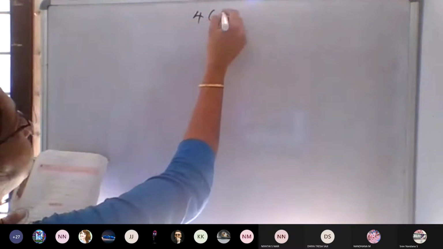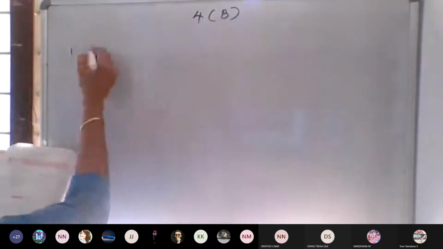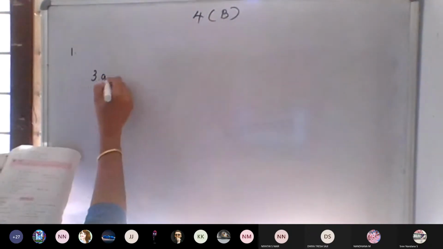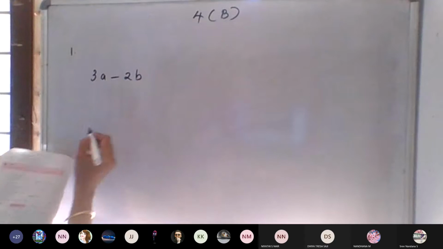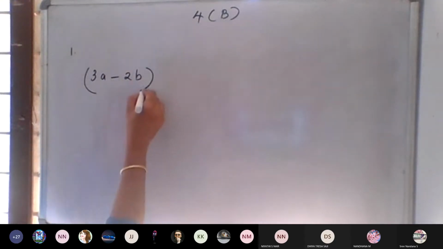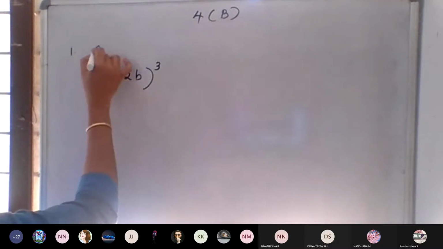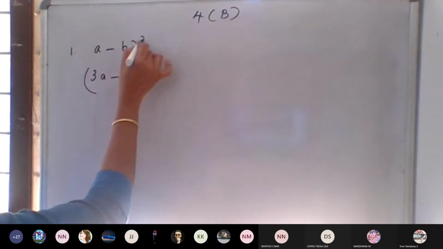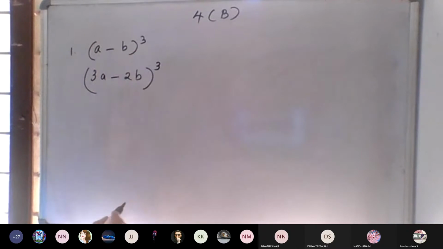Exercise 4b. First question, 3a minus 2b. We have to find the cube of 3a minus 2b, that means (3a minus 2b) whole cube. So this is in the form of (a minus b) whole cube. First you write the (a minus b) whole cube formula. What is (a minus b) whole cube?